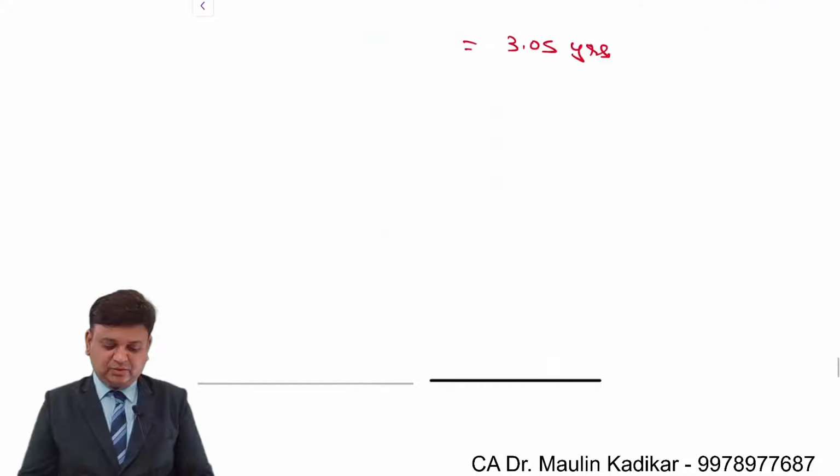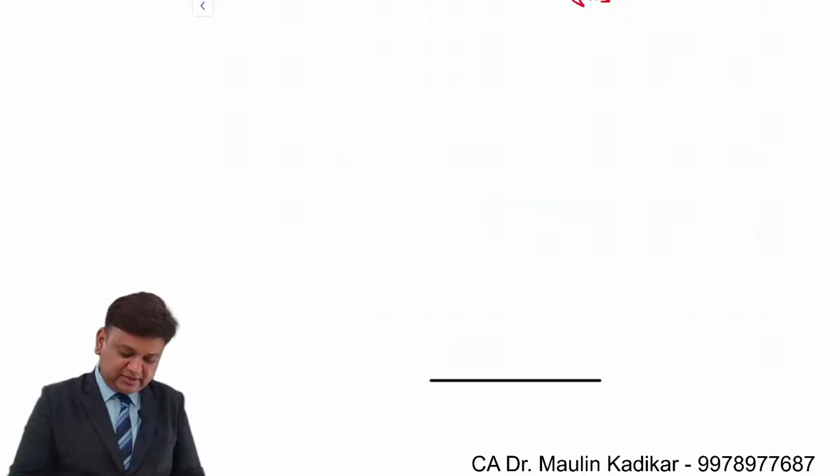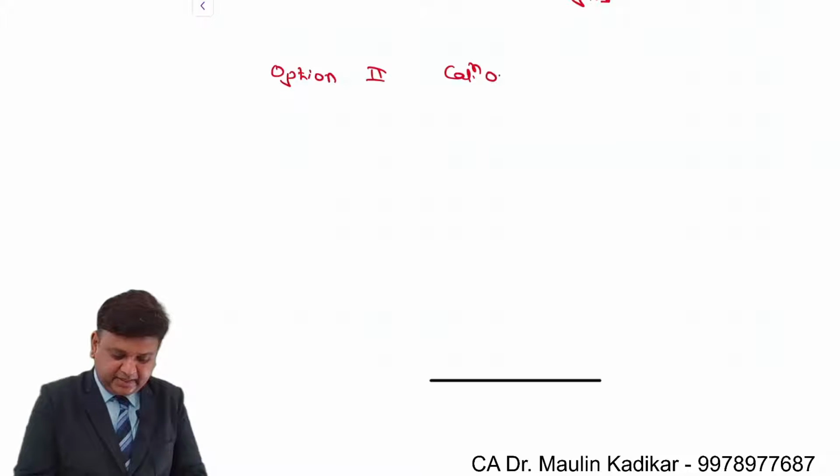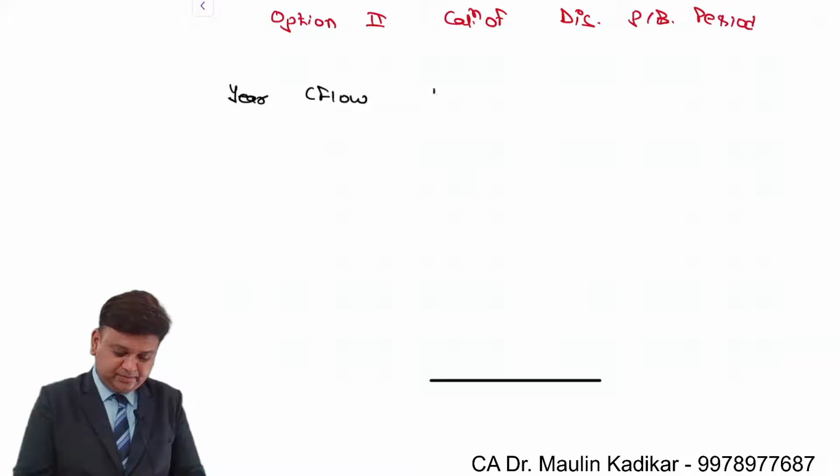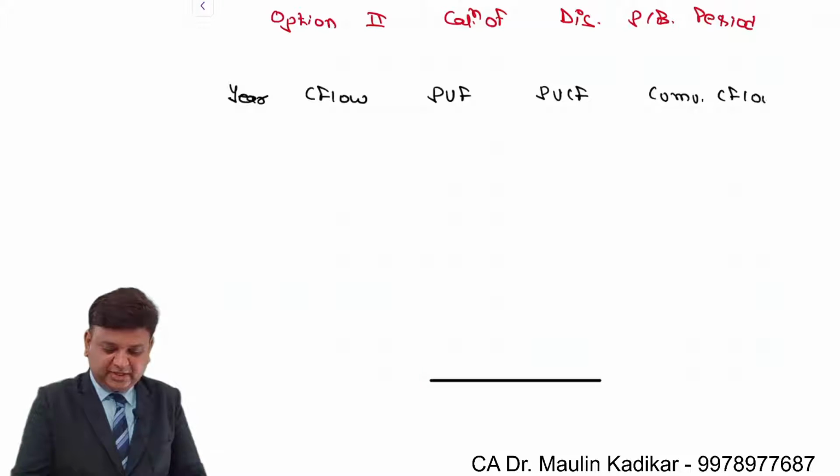Now next, option number 2. For that, we'll make the calculation of the discounted payback period. Option number 2. Calculation of discounted payback period. In that, column number 1 is year. Column number 2 is cash flow. Third column is present value factor, present value cash flow, and cumulative cash flow.